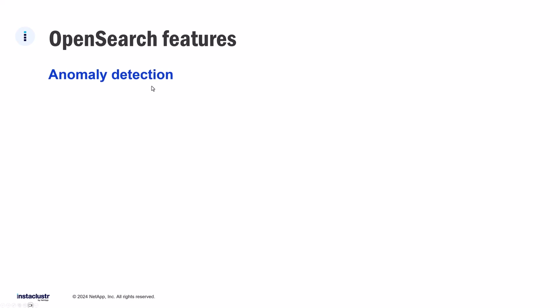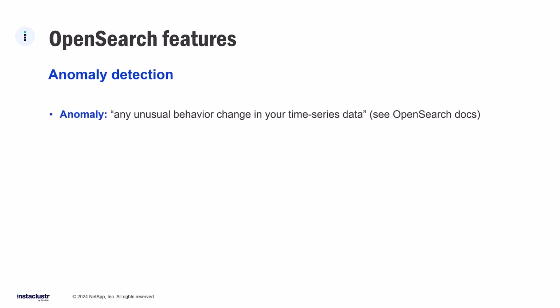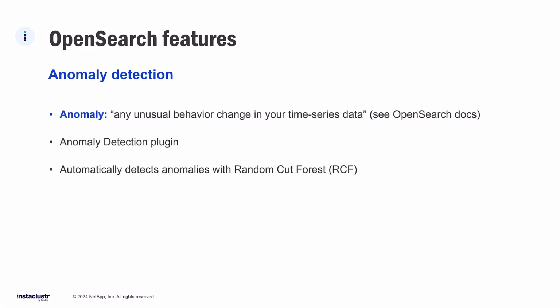OpenSearch has the concept of anomalies. From the OpenSearch docs, linked below, an anomaly is any unusual change in your time series data. OpenSearch can automatically detect anomalies in your time series data with the anomaly detection plugin, which by default uses the random cut forest algorithm. See more in the links below.